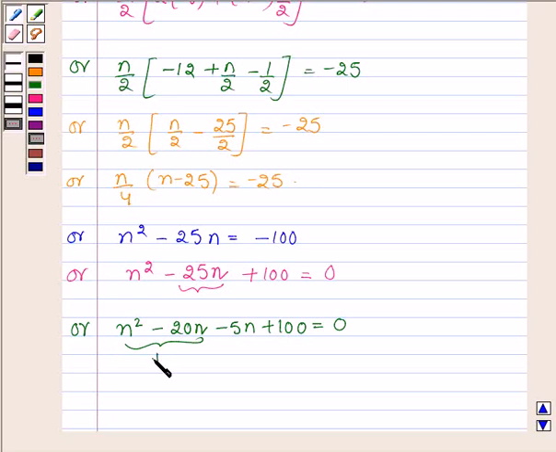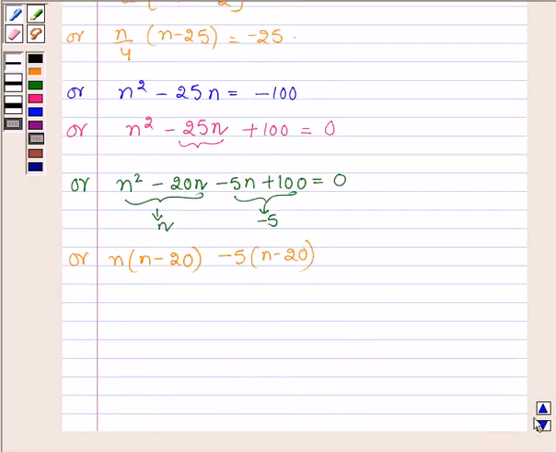Now taking n common from the first two terms and minus 5 common from the last two terms, we have n into n minus 20 minus 5 into n minus 20. Or n minus 20 into n minus 5 is equal to 0.